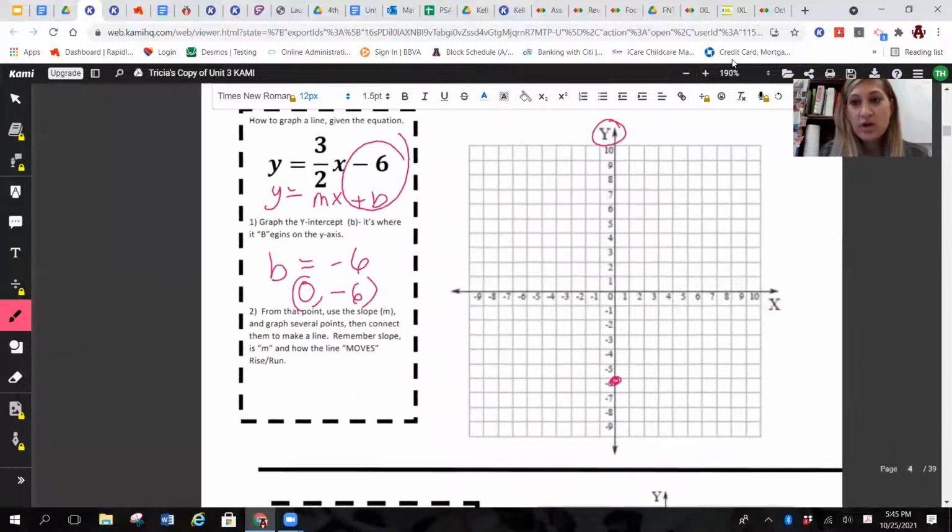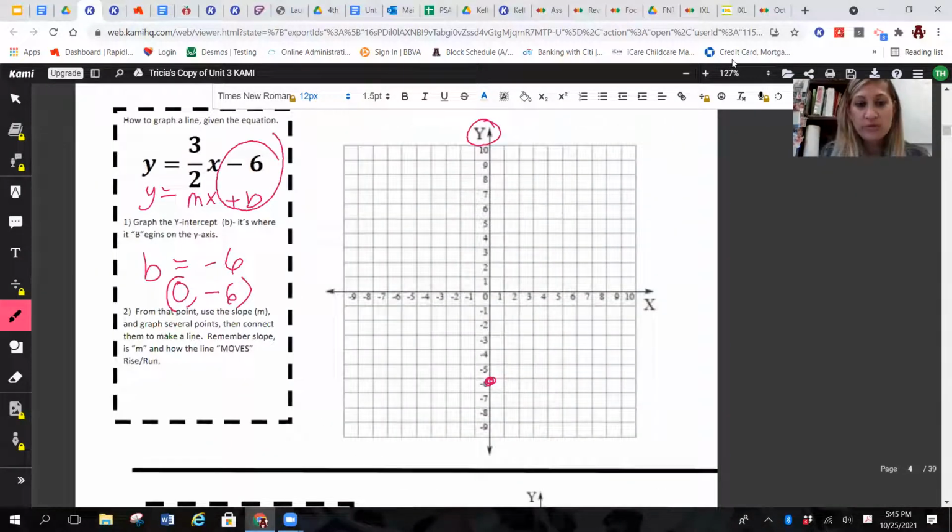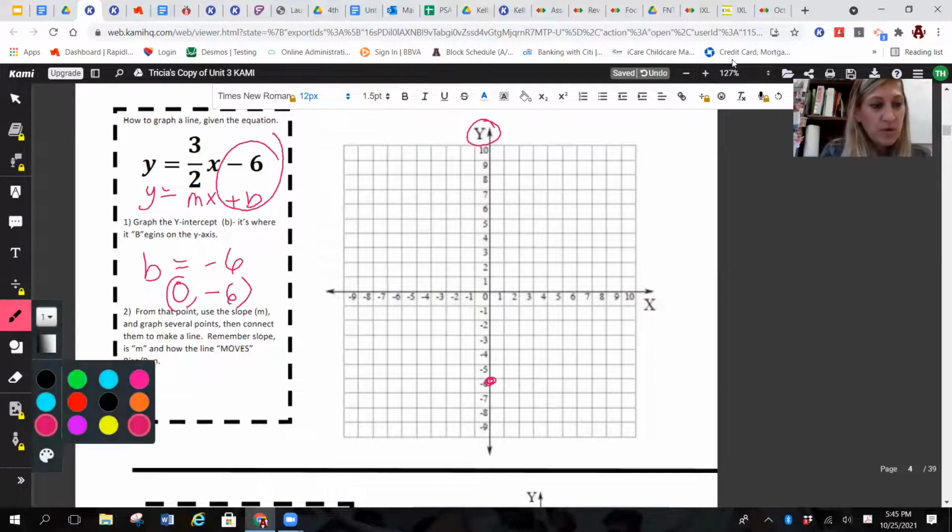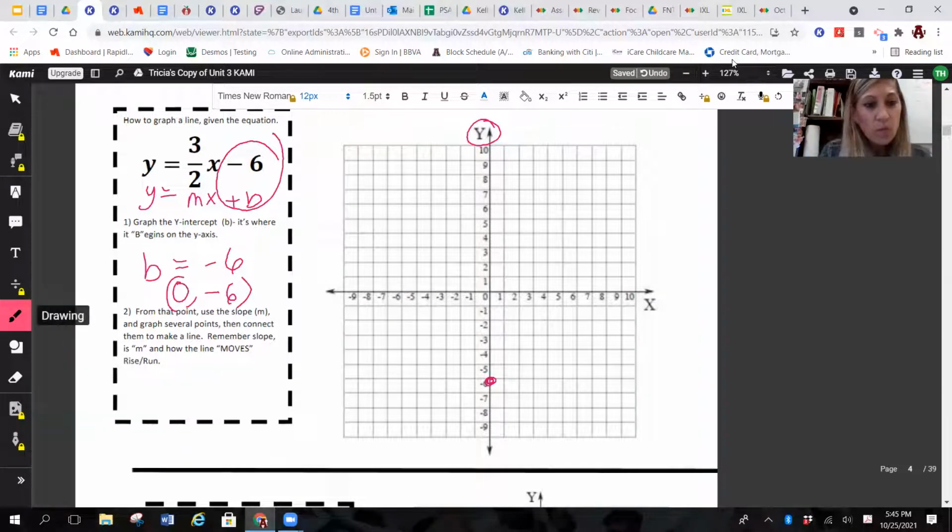So I always want to start with the y-axis, called the y-intercept. From there, I'm going to use my rise over my run, which is called my slope. It's how I move. So the slope is the number next to the x. And in this case, it's 3/2.